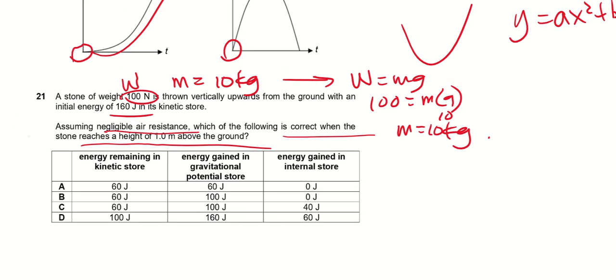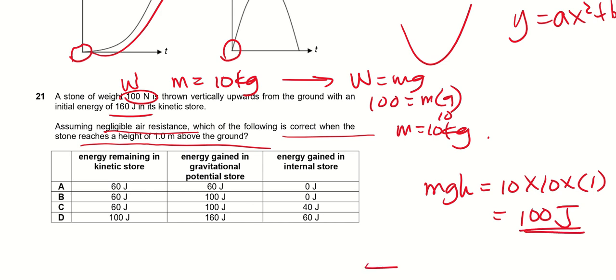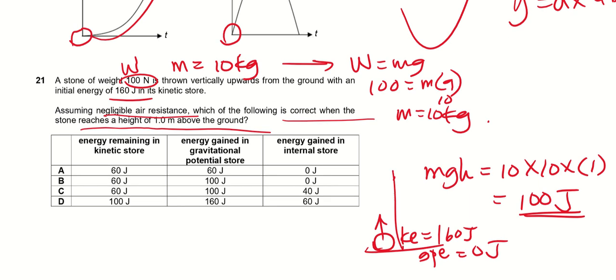Okay, so when it's 1 meter above the ground, that means there's going to be an increase of mgh, which is 10 times 10 times a height of 1, equals 100 joules, right? So at the start, I only have KE of 160 joules. GPE is going to be 0 joules, right? That's the total energy, 160 joules. But at a height of 1 meter above, the GPE is now 100 joules. That means the KE is going to be left with 60 joules.